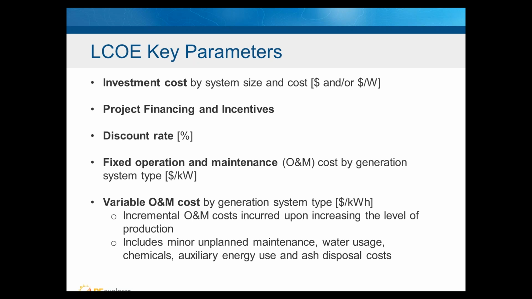Variable O&M cost, commonly, is $1 per production, which is $1 per kilowatt hour. It's an incremental O&M cost that is incurred upon increasing the level of production. It includes minor unplanned maintenance, water usage, chemicals, ancillary energy use, or ash disposal costs. This is, for example, with conventional generation.